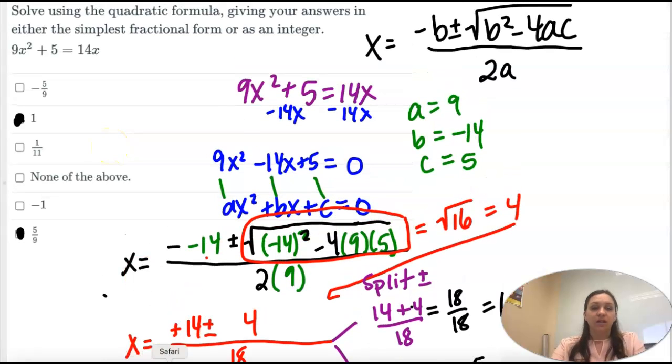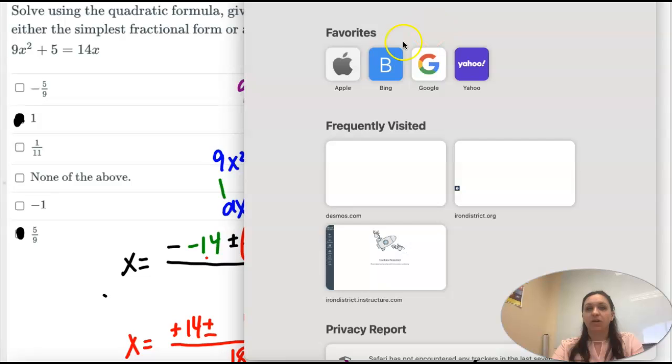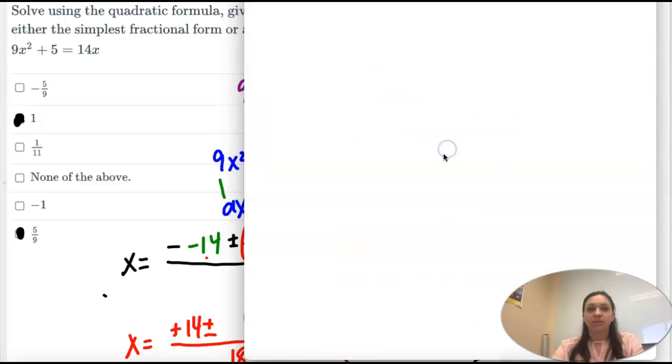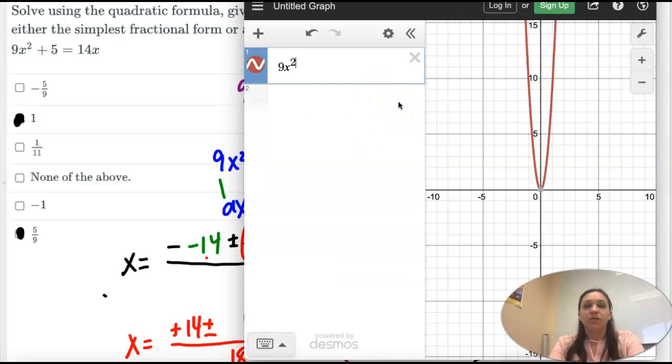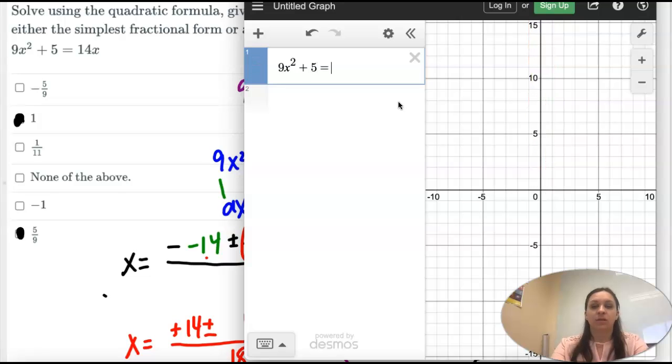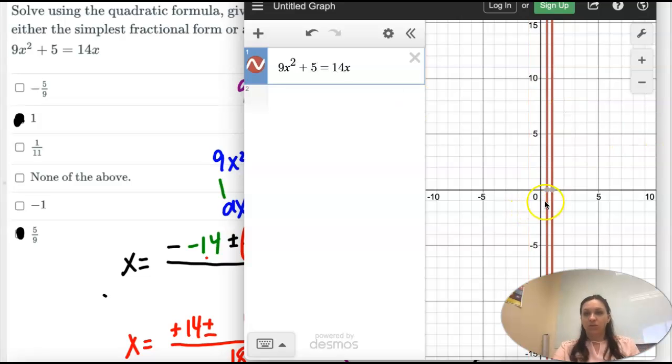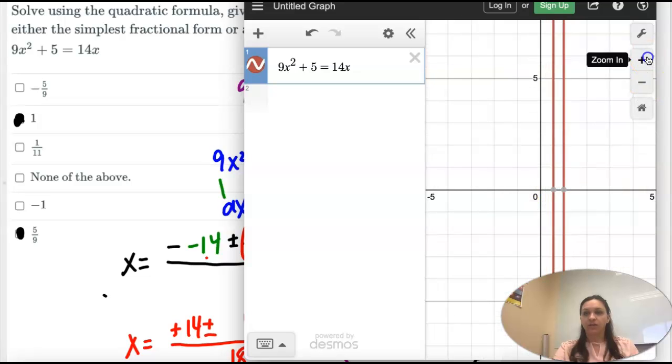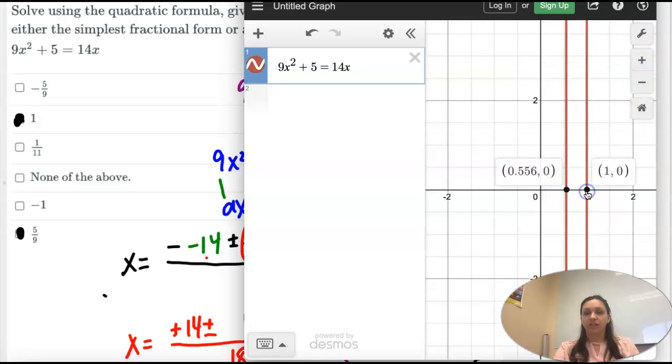And maybe you're like, what the heck, what does that even mean? So let me open our graphing Desmos. We just found where we're crossing the axis. That's what the solution is. Where are we crossing the x-axis? So 1, and then 5/9 is the same as 0.55555 forever. This is rounded.